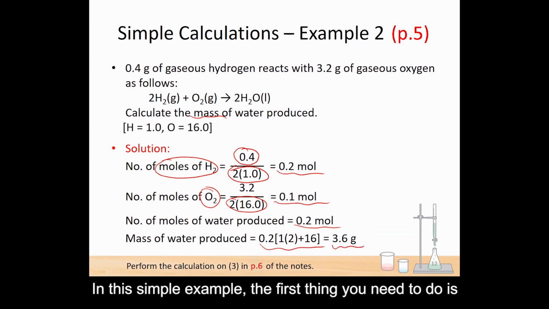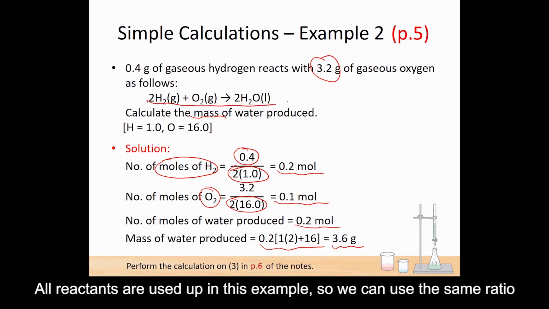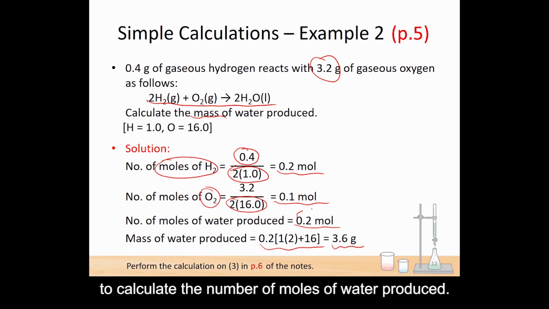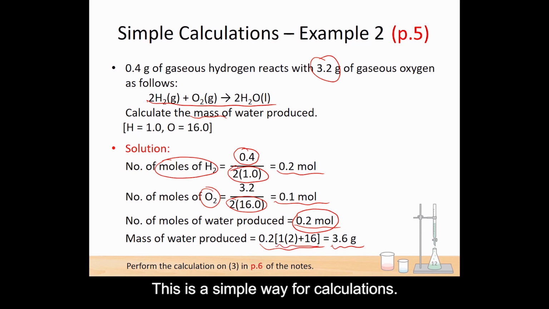In this simple example, the first thing you need to do is to convert mass into mole. Next, check the ratio in the chemical equation. All reactants are used up in this example, so we can use the same ratio to calculate the number of moles of water produced. Then, convert the mole into mass, which is multiplied by 18. This is a simple way for calculations.